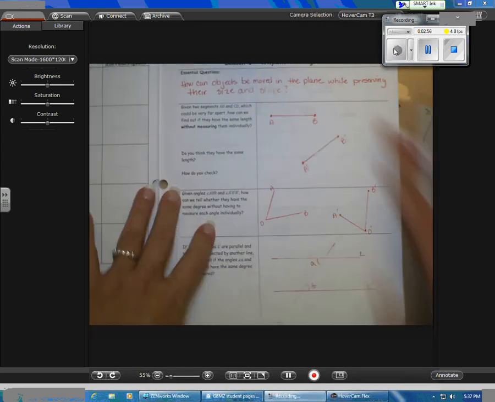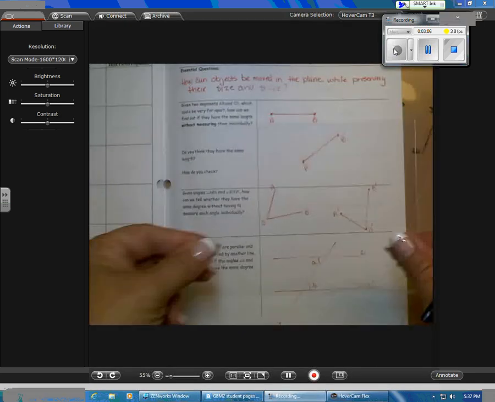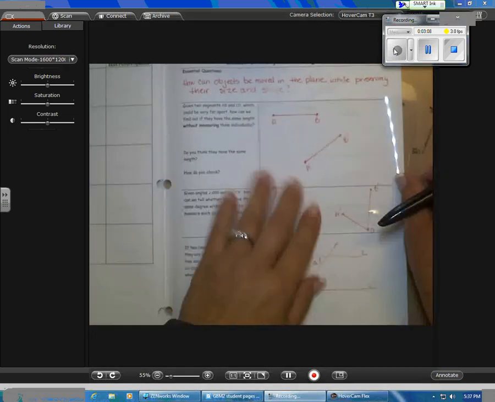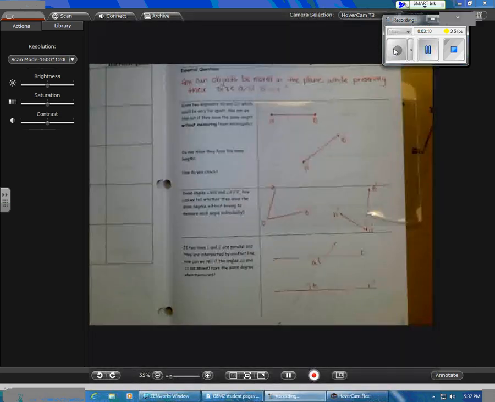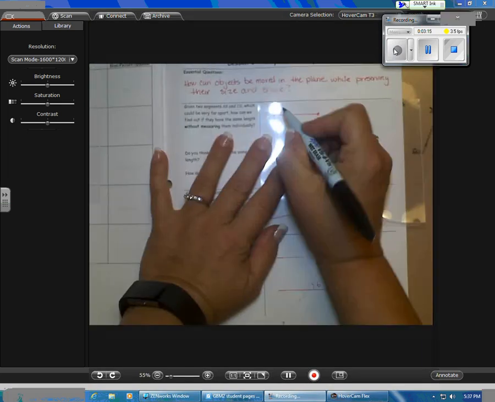Hopefully you have your drawings already, and now you're going to take the transparency that you received in class today and your dry erase marker or your wet erase marker, whatever. We are going to put it over our drawing, because again, the question is, how could we tell if they're the same size without measuring them directly?